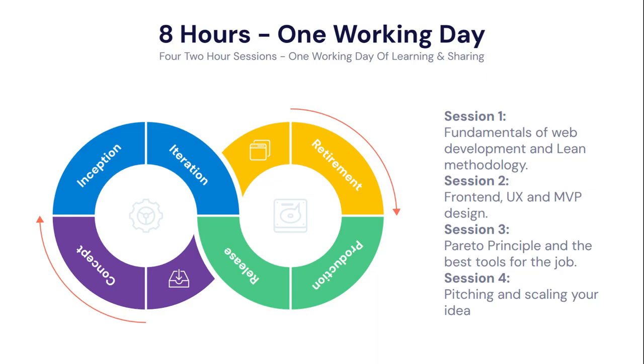Essentially, session one is the fundamentals of web development and lean methodology. Session two is front end design, UX, and making a minimum viable product out of the design. Session three is the Pareto principle, the 80-20 rule, and best tools for the job. So, in other words, looking at what we need to do. We're trying to do this with a low code, no code kind of example of starting an MVP. We might do a little bit of custom code and things like that. And then session four, essentially, we're going to be building this out, pitching and scaling the idea.